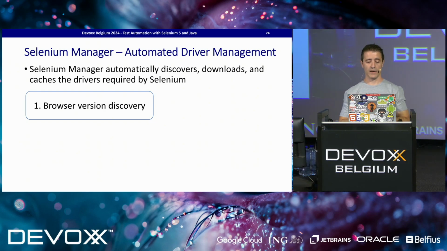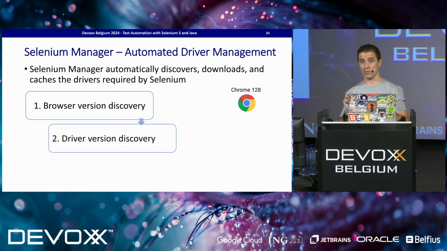First, Selenium Manager discovers the browser version you are using. So imagine you have in your local system Chrome 128. Okay, with that version, Selenium Manager should discover what is the proper driver version, because not all driver versions are going to be compatible. So using endpoints maintained by Chrome driver, Selenium Manager will discover that the proper driver version is a given one.